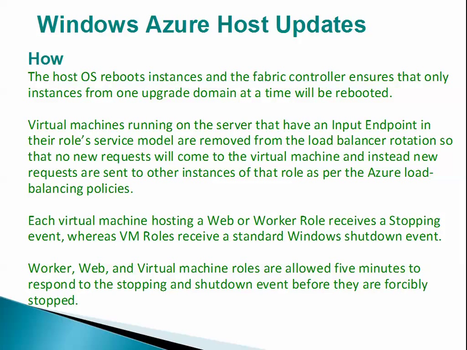Each virtual machine hosting a web or worker role will receive a stopping event. Once the host operating system update starts, at that time we will get the stopping event. We need to handle it in our code in such a way that, suppose we are in the middle of something. If you don't handle that, then what will happen? Our application will stop at that moment, right?